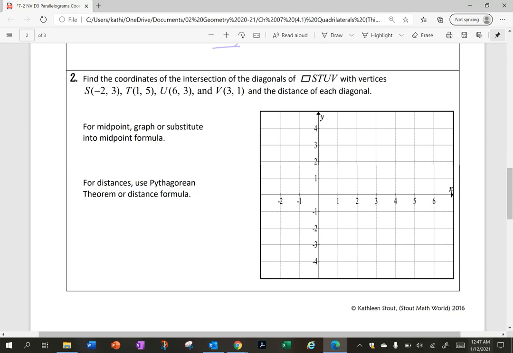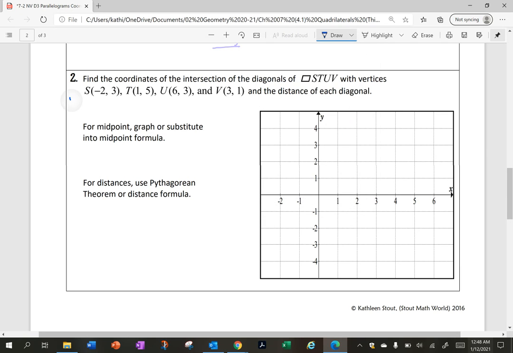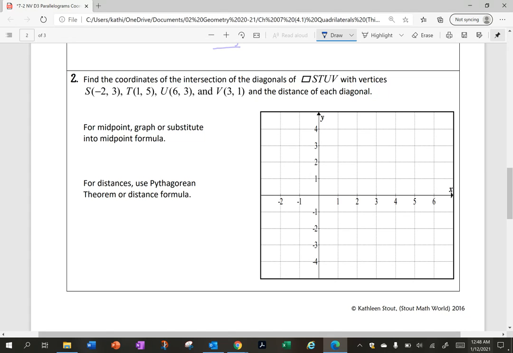Let's plot our points first. The coordinates are S at -2, 3. T is at 1, 5. U is at 6, 3. And V is at 3, 1. Here is my parallelogram.